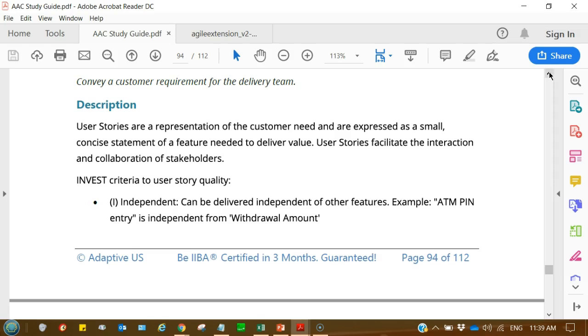So the key here is that it's always about relative sizes. It's always about, is this more complicated or less complicated, more difficult or less difficult than something else? We're always comparing items to try and determine their relative sizes. It is specific to the team.